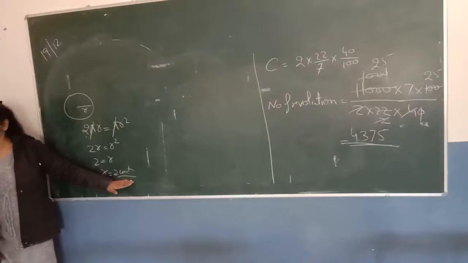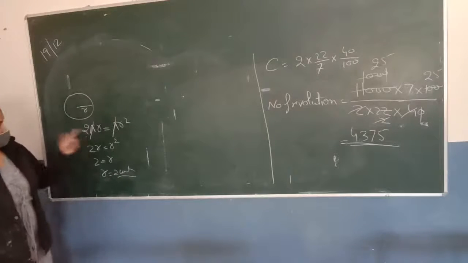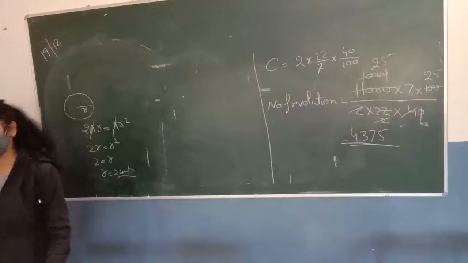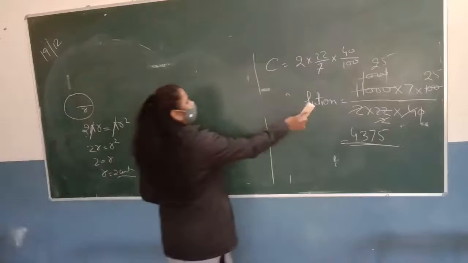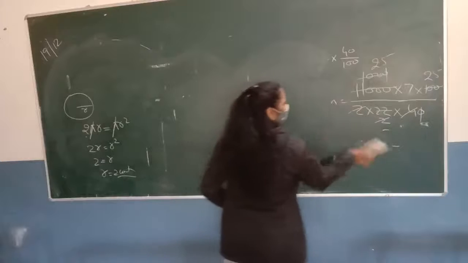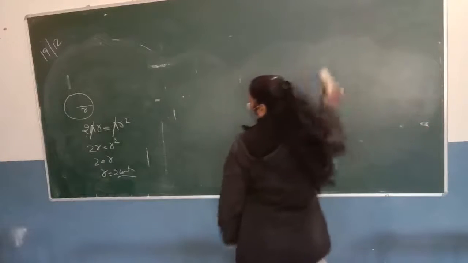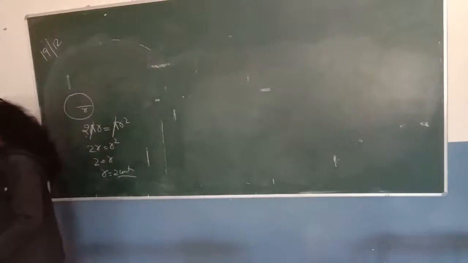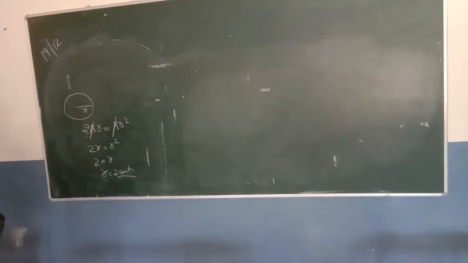Any doubt? Please write down this one. And in your homework, please write it properly. Let the radius of the circle be r, the circumference of the circle is 2 pi r, and the area is pi r square. So according to the question, and then write this one. Done? Good.